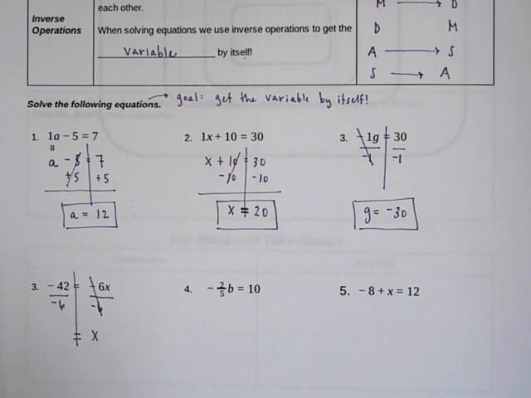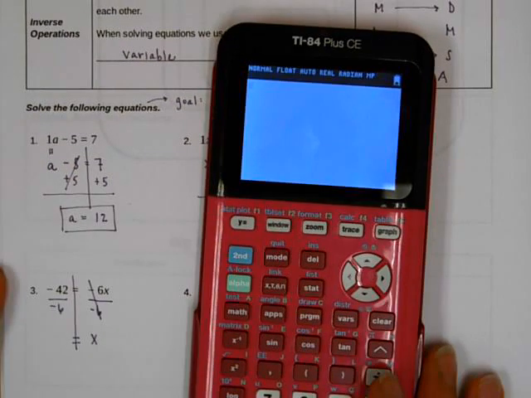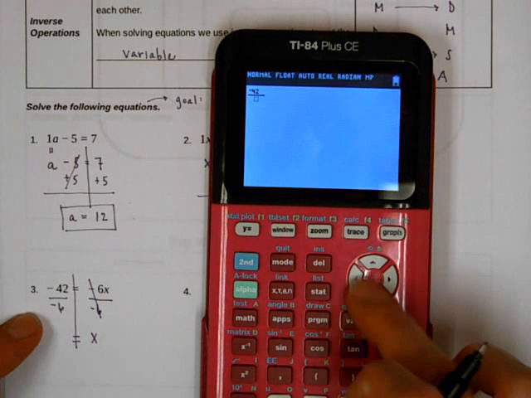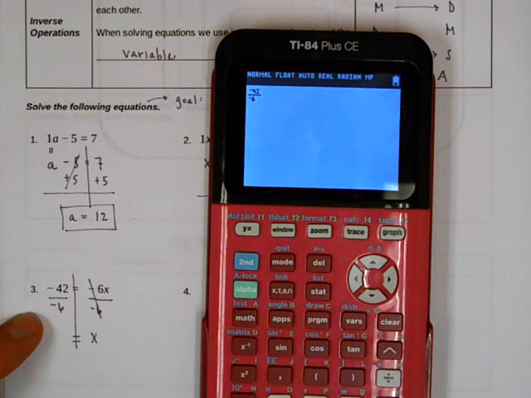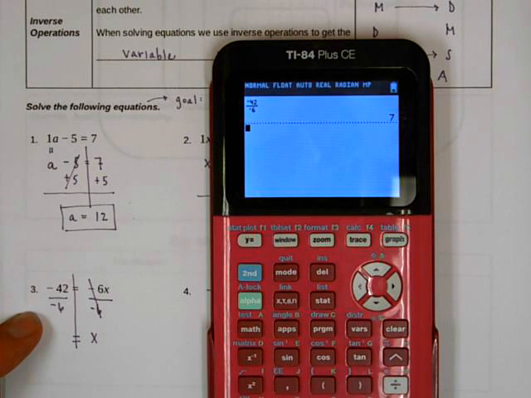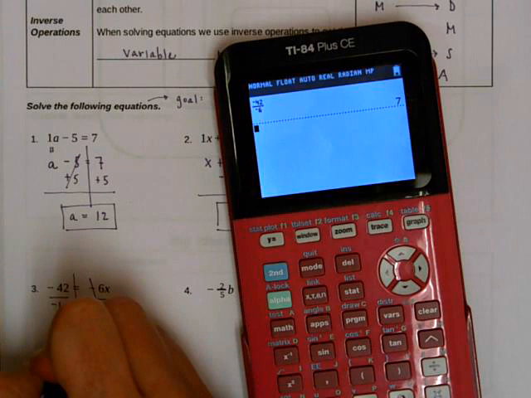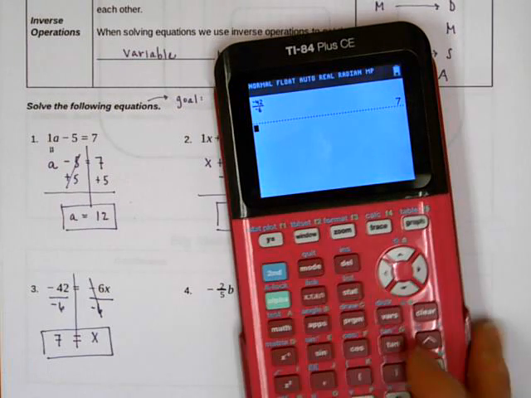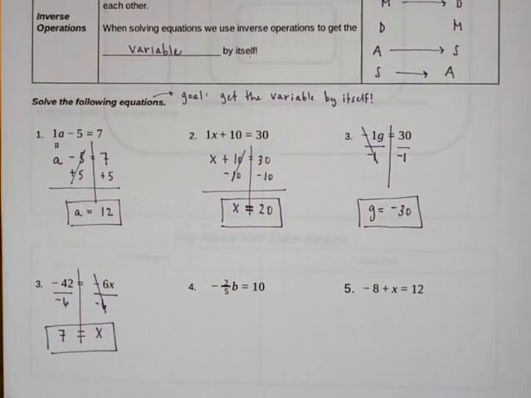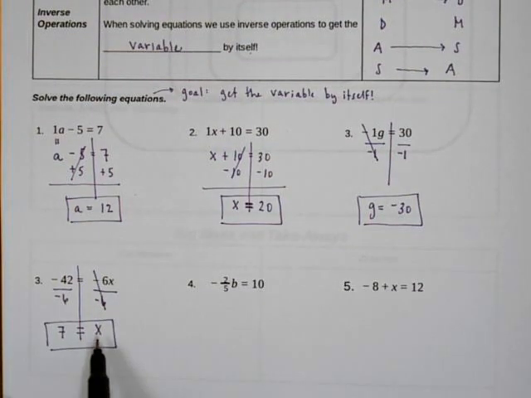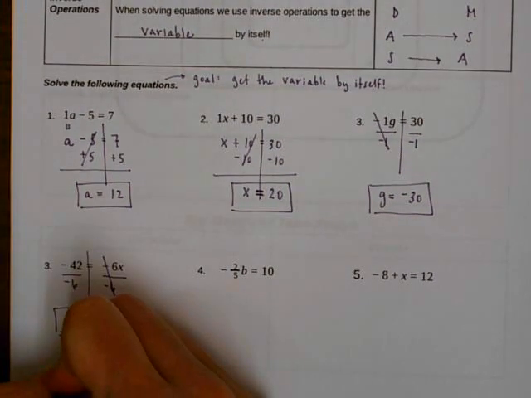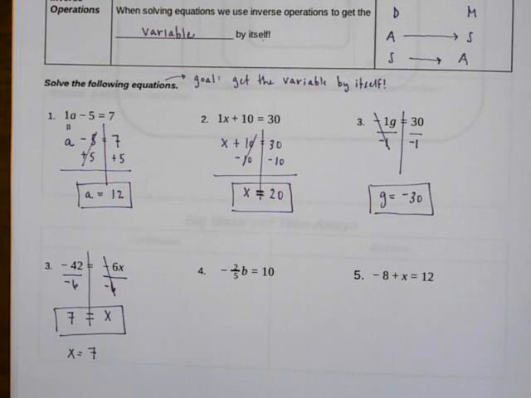And here I have to be really careful of my sign. So I would recommend using your calculator for this. So I'm going to type in my fraction. I have -42. On the bottom I have a -6, just like it looks on my paper. And if I hit enter, I get x equals a +7. Now, our answer looks a little different because our variable's on the right side, right? But that's okay. It has the same meaning as if we were to write it this way.